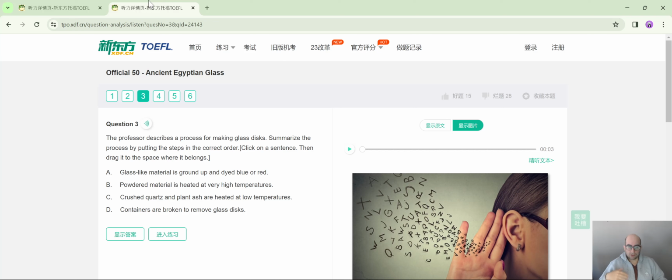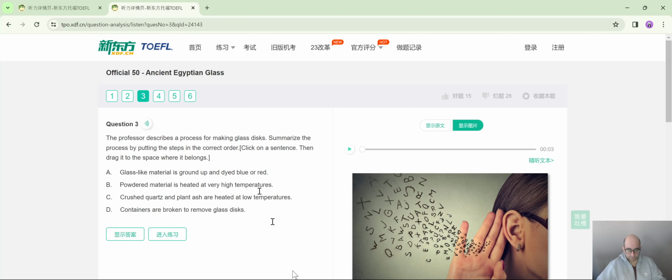Okay, so now let's take a look at a few more, this time coming from a lecture. So here we're dealing with a process this time. The professor describes a process for making glass discs. So find the part of your notes related to this, right? Summarize the process by putting the steps in the correct order. Yes, every single process, obviously, guys, comes with steps or sequences.